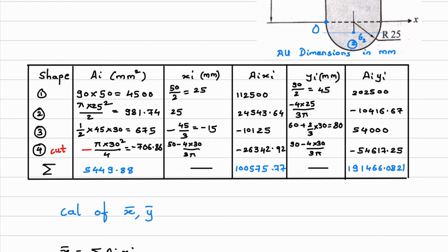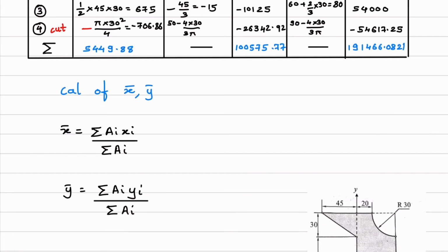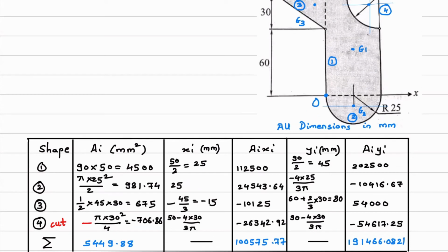Okay. So we have completed the table. Now you just have to substitute the values. x bar is equal to 1,00575.77 divided by 5449.88. From here we will get x bar 18.46 mm. Don't forget the unit. You have to check the question, and according to that you have to give the unit. It is written in the question, all dimensions are in mm.